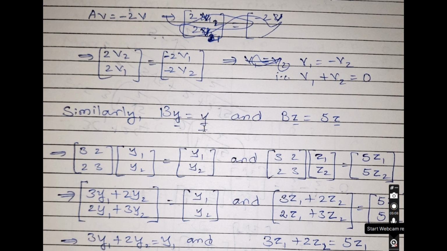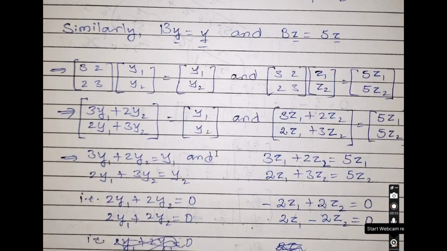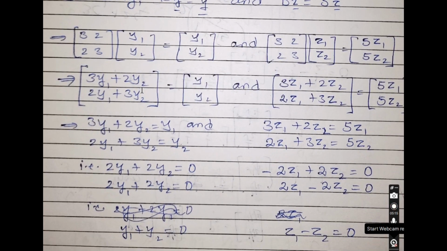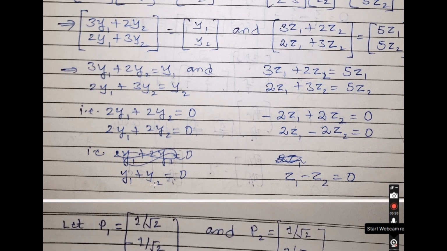So we will have the equations By equal to y and Bz equal to 5z. So when we solve it, what do we get is, see this. So I have 3y1 plus 2y2 equal to y1 and 2y1 plus 3y2 equal to y2. So when we simplify this, what do we get is y1 plus y2 equal to 0.